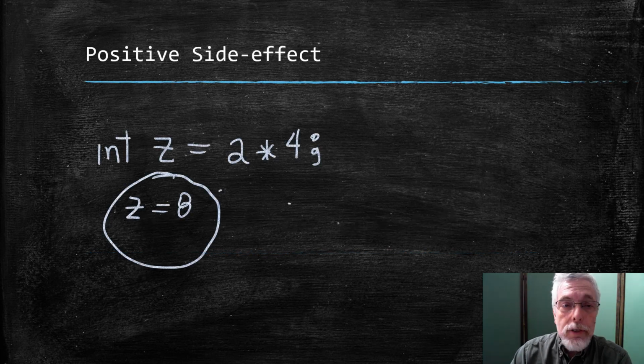Here's a positive side effect. If you read it correctly, it says z equals 2 times 4 is 8. Z equals 8 is the side effect, and it's positive. I want that side effect.